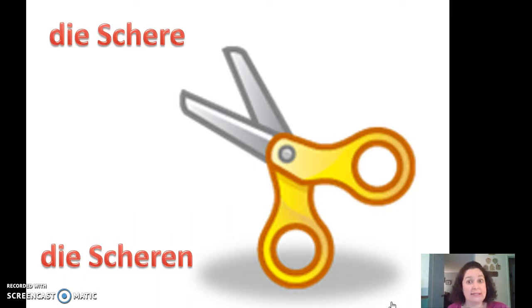This is an interesting word. In English, we say the scissors. We don't know how many scissors there are. But in German, it's very specific. Die Schere is one pair of scissors. Die Scheren is more than one pair of scissors.